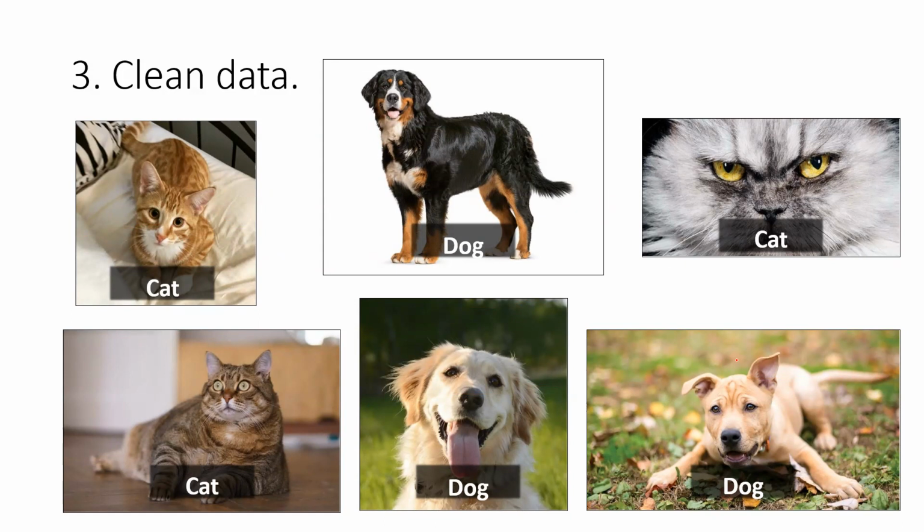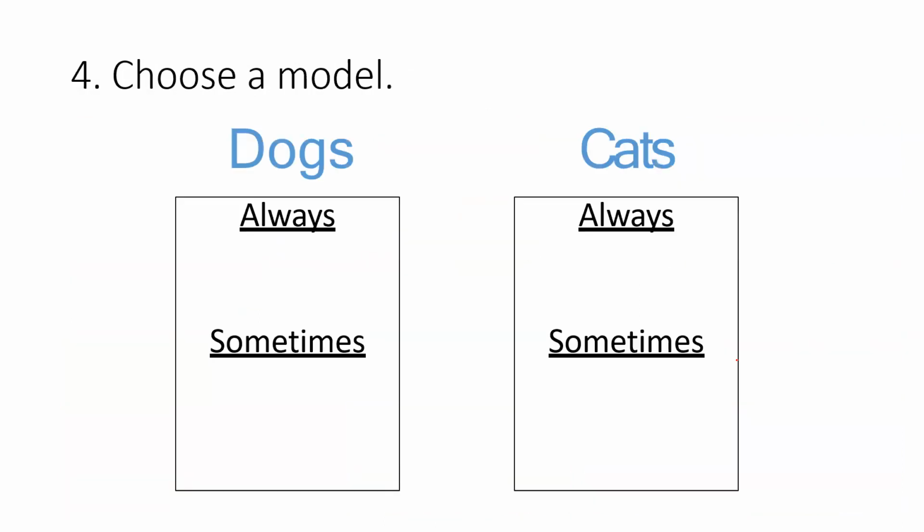After I clean the data, the next step is to choose a model. I need to classify my input data on whether it is a dog or a cat. This is my problem. So I'll choose a model in such a way that it will be able to understand what dogs always do and what they do sometimes. Similarly, what cats always do and what they do sometimes. Once this model is chosen, the next step is training the model.